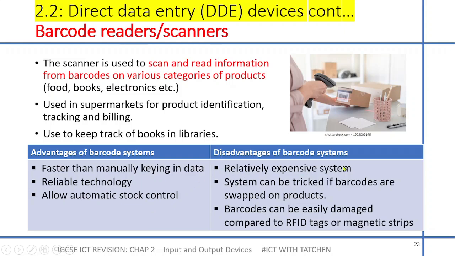Disadvantages: we have a relatively expensive system. Yeah, it is quite expensive, so some people find that as a disadvantage. Systems can be tricked if barcodes are swapped on products. That's true. If the barcodes are pasted on products, it's possible for you to remove one and paste it on another. Somebody can do that, I mean, people have done that to trick the system. Barcodes can also be easily damaged compared to RFID tags or magnetic stripes. So that is also a disadvantage.